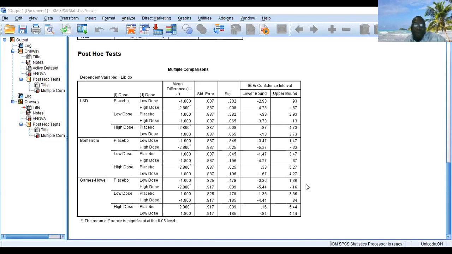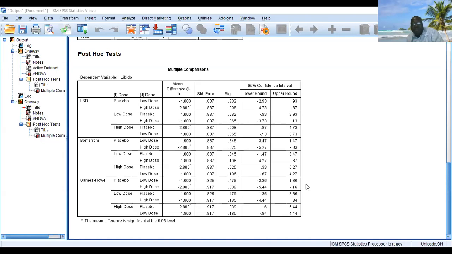Look at Bonferroni, our p-value was 0.025. Look at LSD, least square difference, 0.008. Compare with 0.05, which one is more significant? The LSD is more significant because its p-value is very small. Games-Howell always has a bigger p-value. You can skip that one, because it is for when you cannot assume equal variances. Yesterday we ran the homogeneity check and saw that the variances are the same across the three groups.